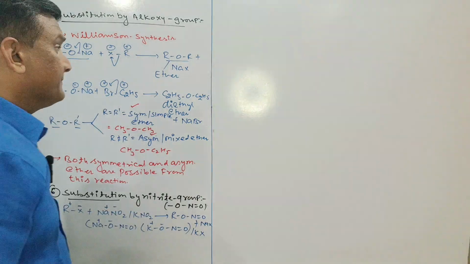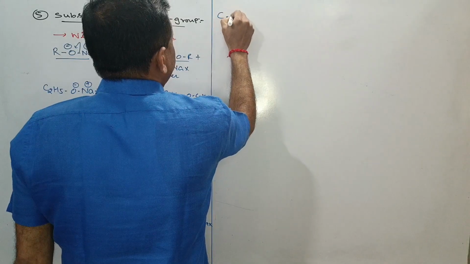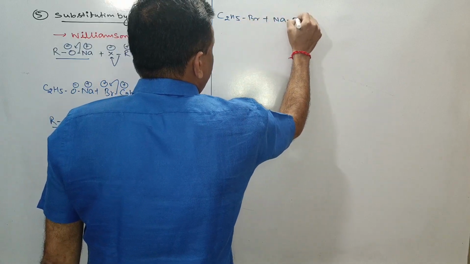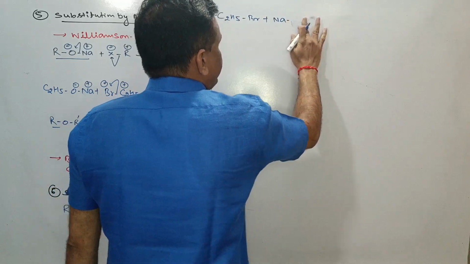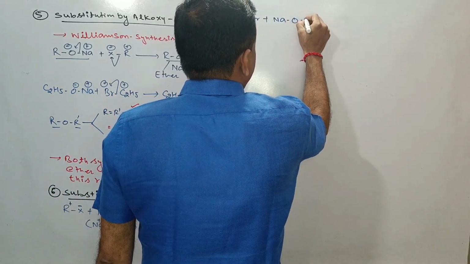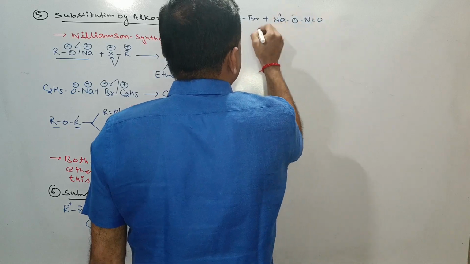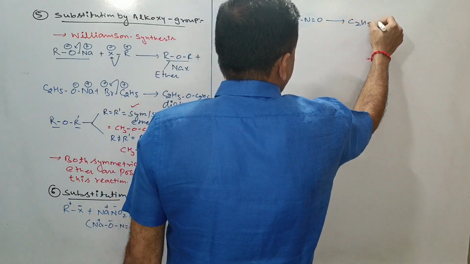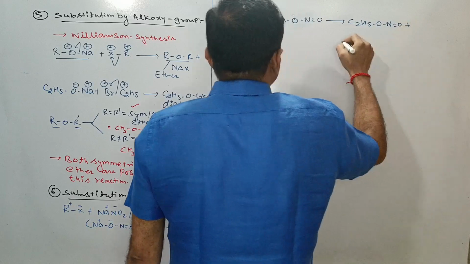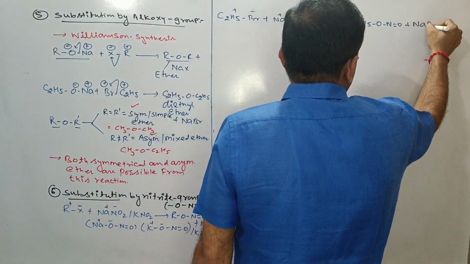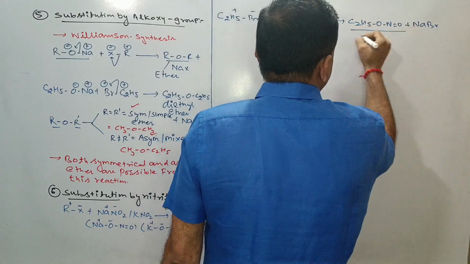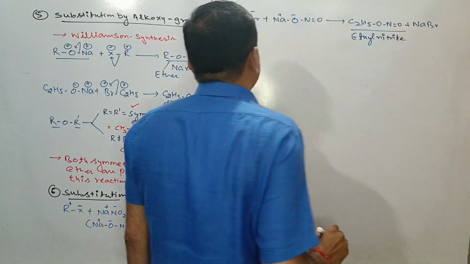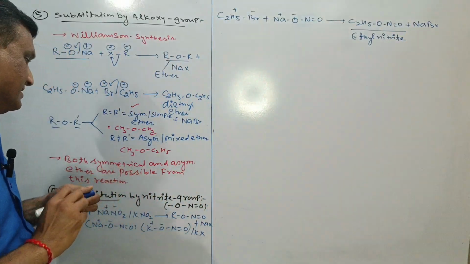If we go with the example, we can take C2H5Br and NaONO, with plus and minus charges. There will be formation of C2H5ONO and NaBr. This is called ethyl nitrite. So this was about the substitution by nitrite group.